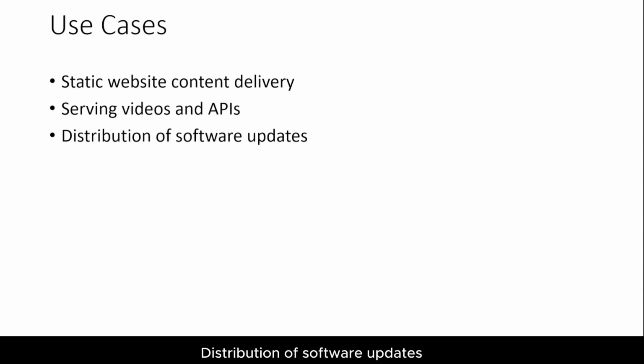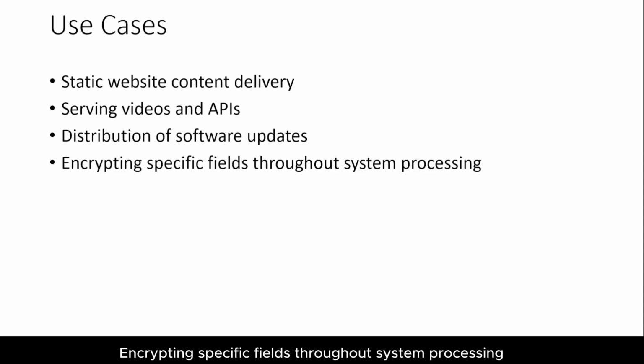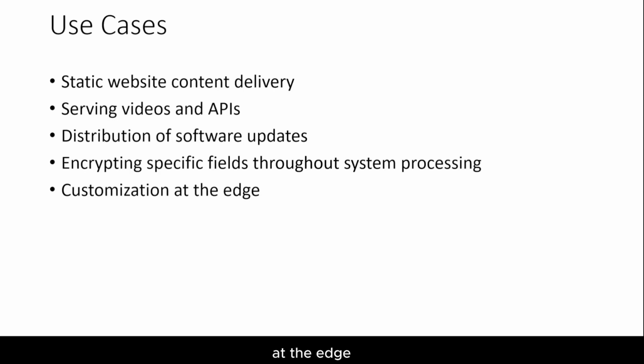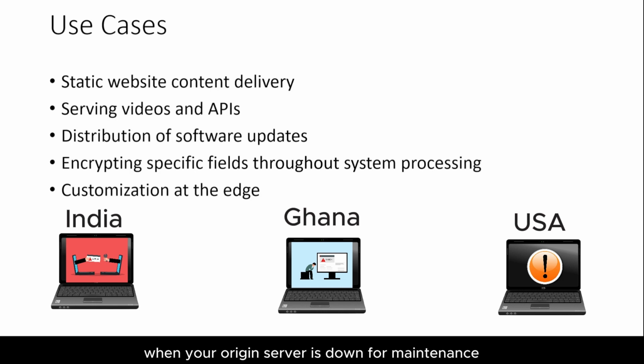distribution of software updates, encrypting specific fields throughout system processing, customization at the edge. For example, you can return a custom error message when your origin server is down for maintenance, so viewers don't get a generic HTTP error message.